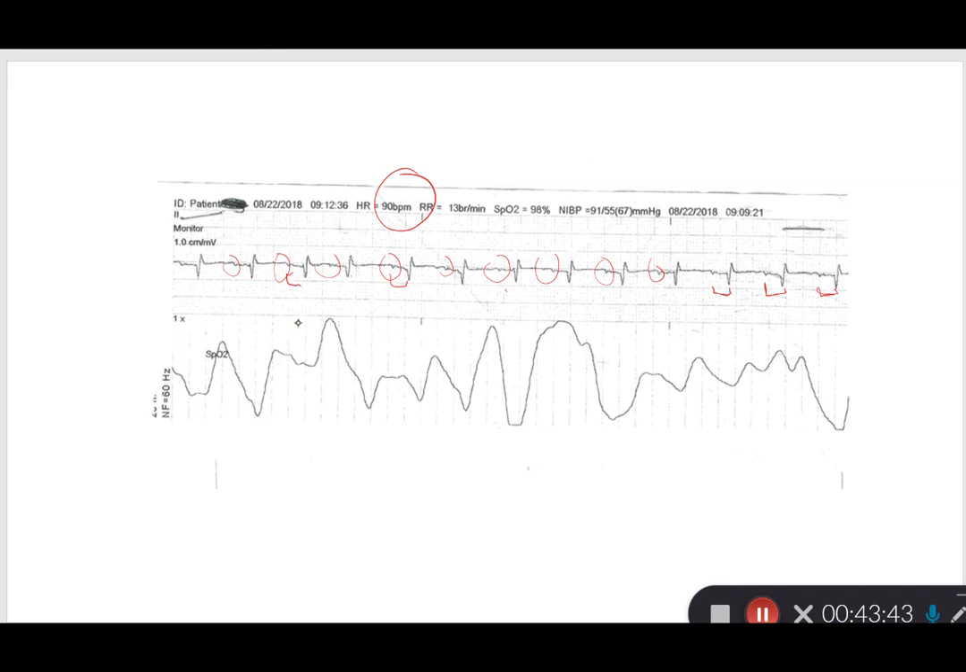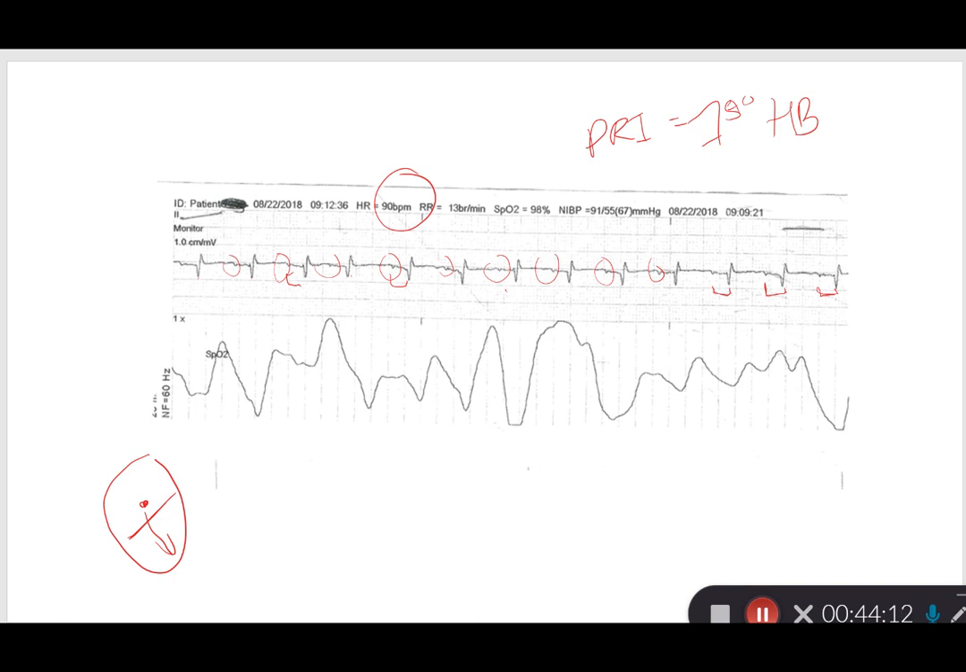When we have a long PRI, we call it a first-degree heart block. Because for whatever reason, it's just taking the signal, which in this case is originating from the AV node, a longer time to transition down to the ventricles. So it's just taking longer for that. There's some kind of block here in the conduction system that's making that signal slow down before it gets to the ventricles.